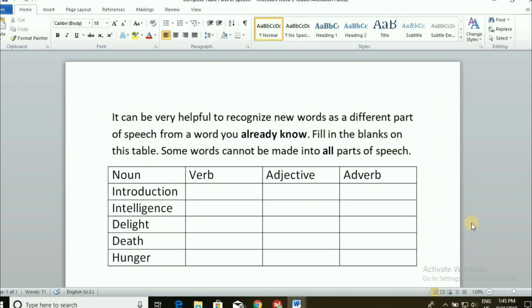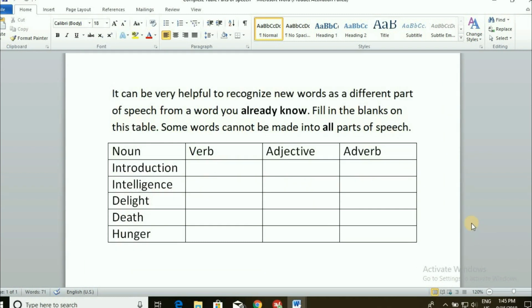Next, I would like you to look at this table here. So when we learn the parts of speech, it can help us in many different ways. It can help us to form better sentences when we are writing, and it can also help us to understand more when we are reading.